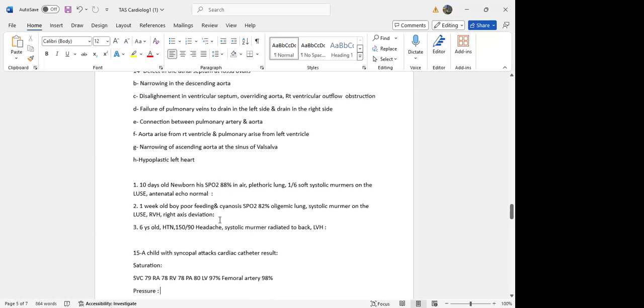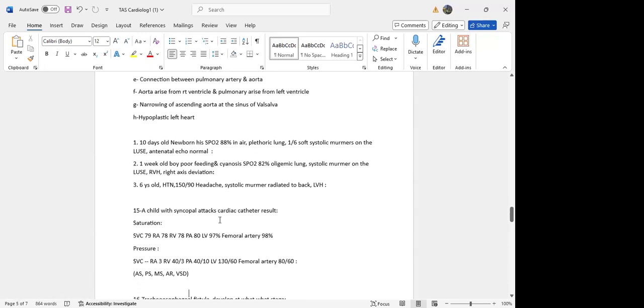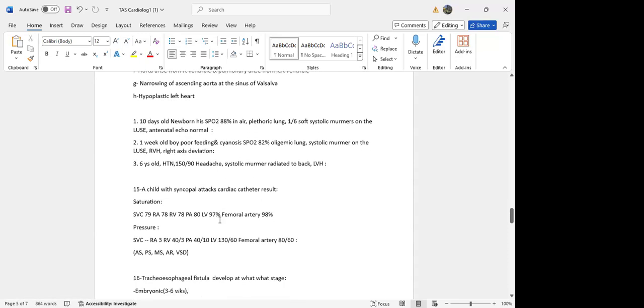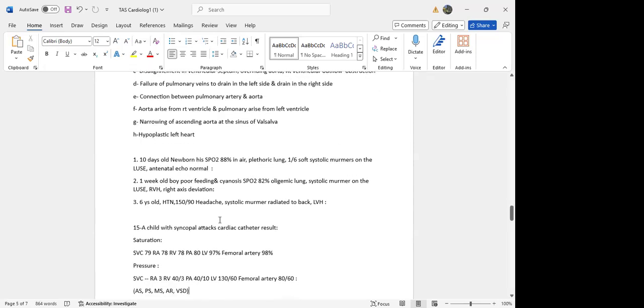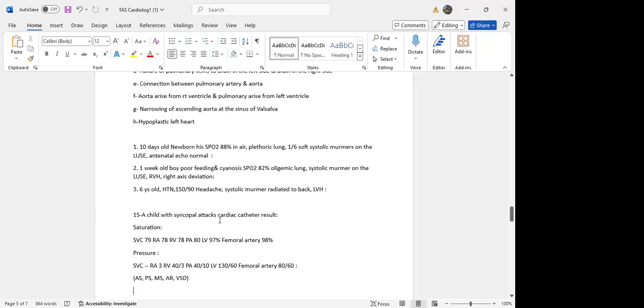A child with a syncopal attack, cardiac catheterization is given. So again, a cardiac catheterization is there. So now who is going to do this question? Yes, who is going to try? Dr. Suleiman, last time you didn't do any question. Will you try now?